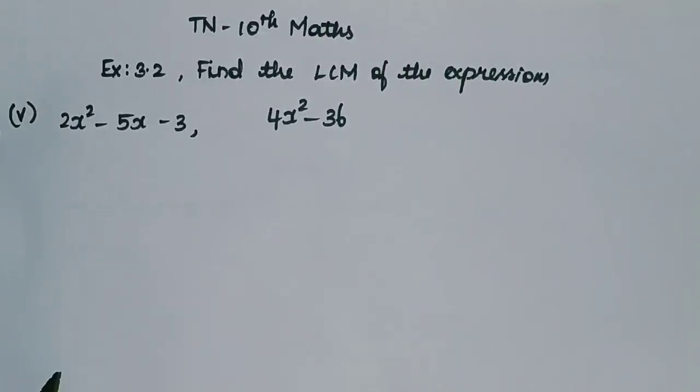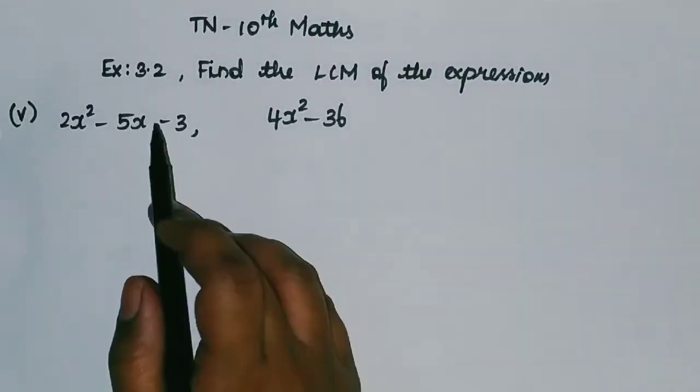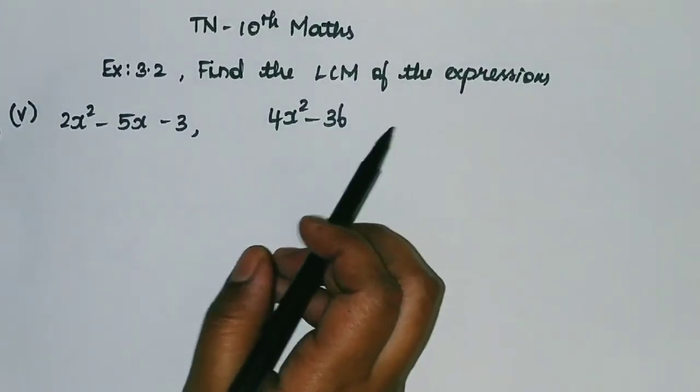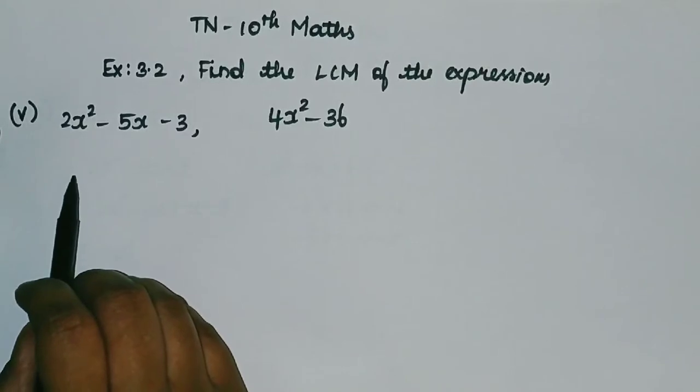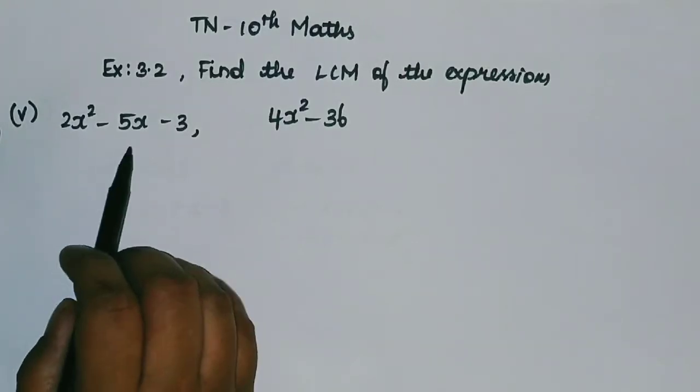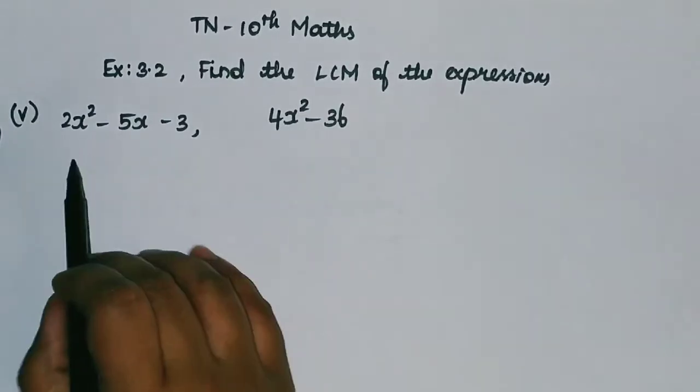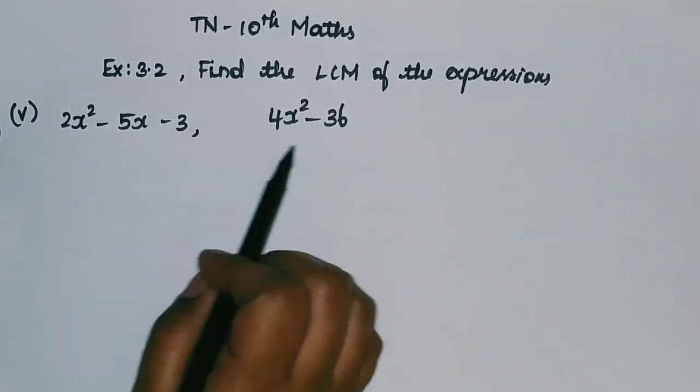Hi all, in today's class, let's see exercise 3.2, find the LCM of the expressions. It is a continuation of the previous video. Let's see the fifth sum now: 2x square minus 5x minus 3, 4x square minus 36. We are going to find the LCM for these two expressions.